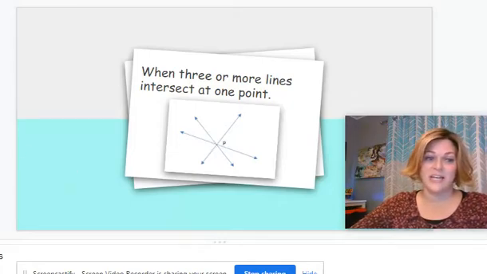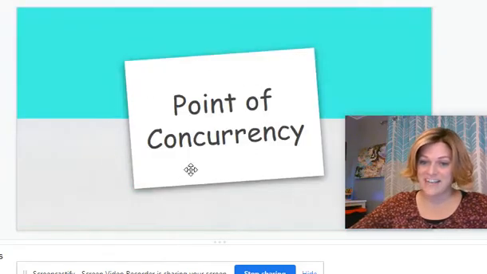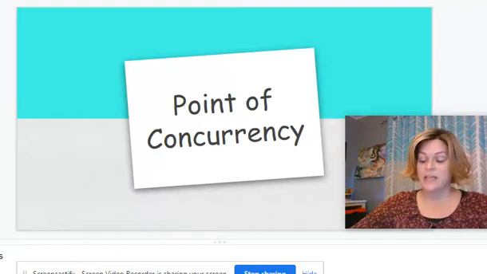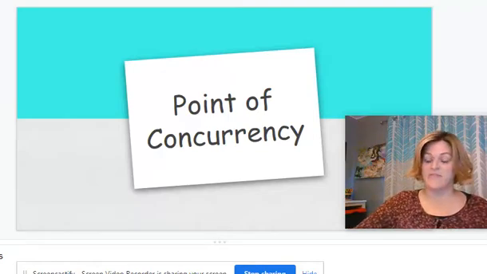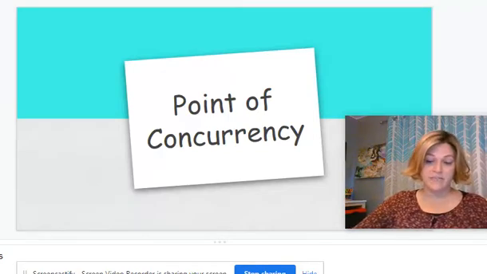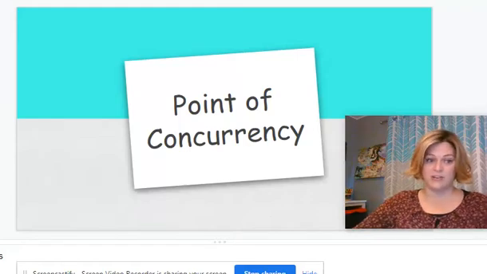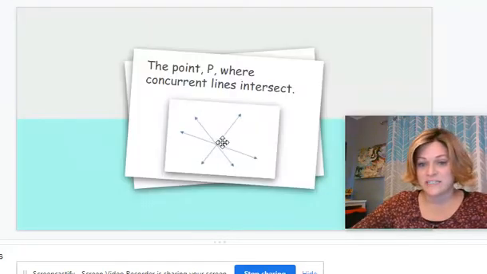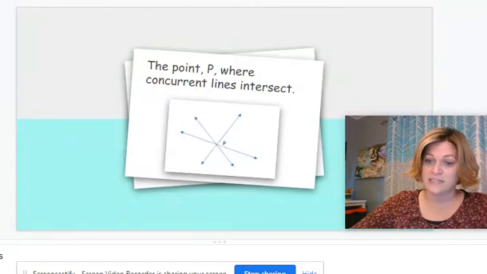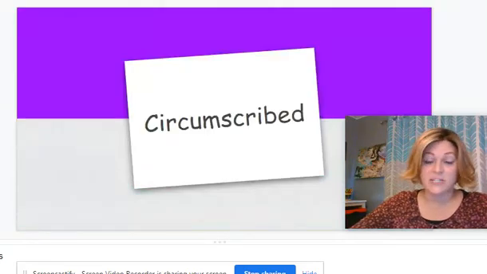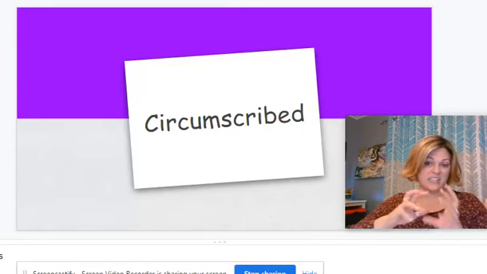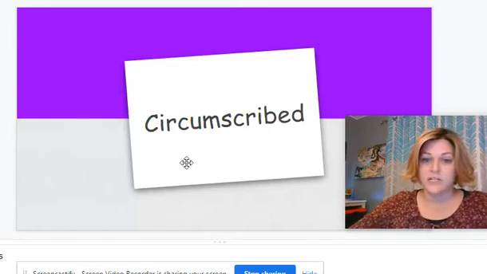So those are called concurrent lines, and that point actually has a name. The point where they all meet is called the point of concurrency. And this whole topic, topic 5, talks about very specific points of concurrency on triangles. So the point of concurrency is literally point P. Where do those lines all intersect? So we're going to talk about those. And on these flashcards, they're all color-coded by kind of topic. So hopefully that will help.